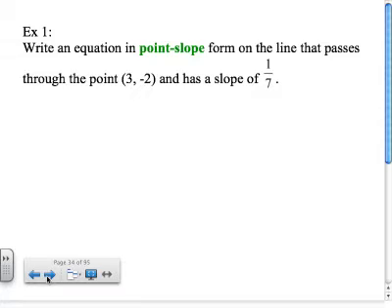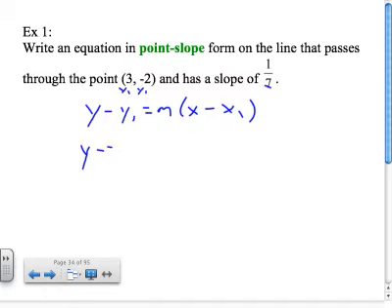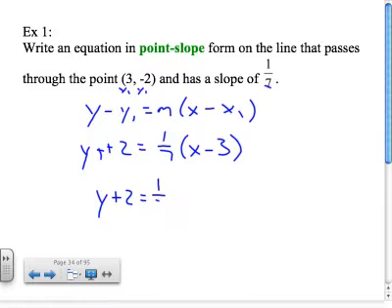So it says write an equation in point-slope form of the line that passes through the point 3, -2 and has a slope of 1 over 7. So remember, the point-slope form is y minus y1 equals m times x minus x1. And so all you do here, this is your x1, y1, here's your m over here. And so you plug them in. Y minus -2 equals 1 over 7 times x minus 3. Okay, this is plus plus. So your final answer is just y plus 2 equals 1 over 7 times x minus 3. And you would leave it just like that.